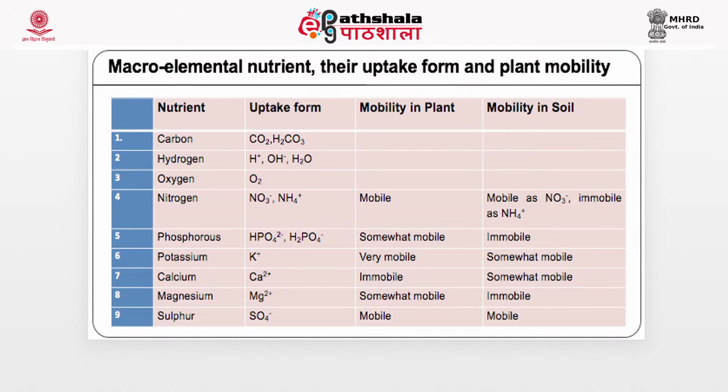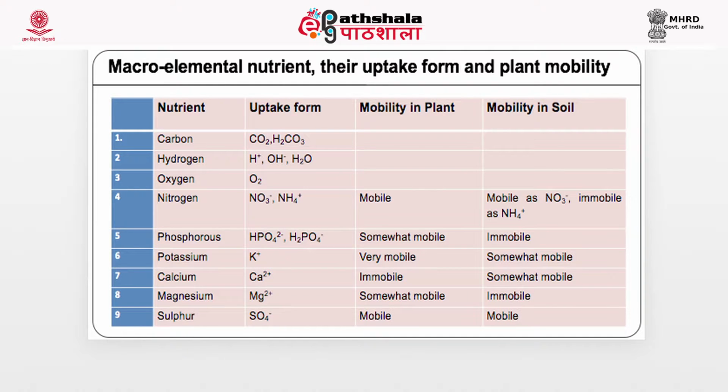As far as their uptake form and plant mobility is concerned, carbon is taken in the form of carbon dioxide and bicarbonates, hydrogen as hydrogen ion and hydroxyl ion, oxygen as oxygen molecule, nitrogen as nitrate and ammonium, and their mobility in plants is shown here in the table. Nitrogen is mobile in plants, and mobile as nitrate and immobile as ammonium ion in soil. Phosphorus is taken up as dihydrogen phosphate, which is somewhat mobile in plants and immobile in soil.